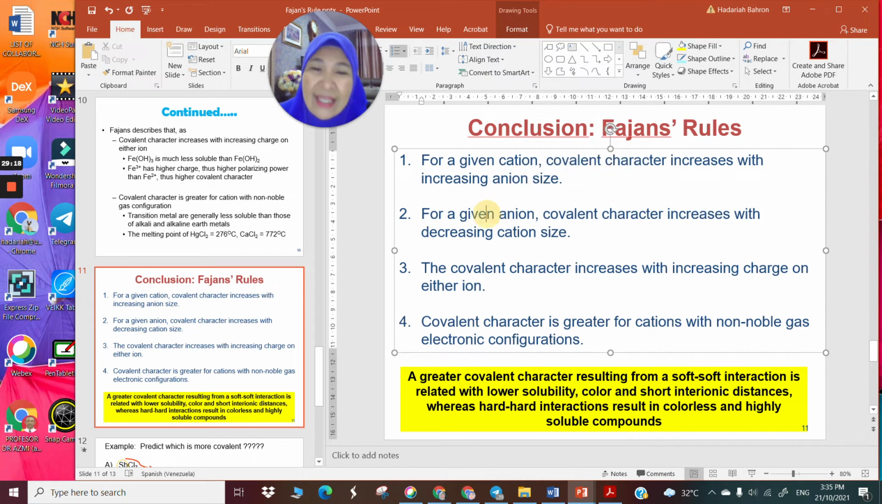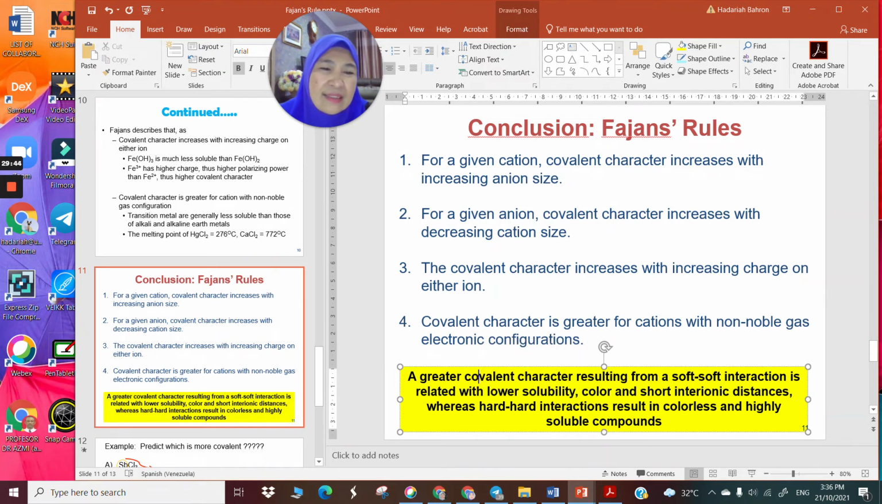size. For any given anion, covalent character increases with decreasing cation size. Also, the covalent character increases with increasing charge on either of the ions. So the covalent character is greater for cations with non-noble gas electron configuration, transition metals. So a greater covalent character resulting from a soft interaction is related with lower solubility.